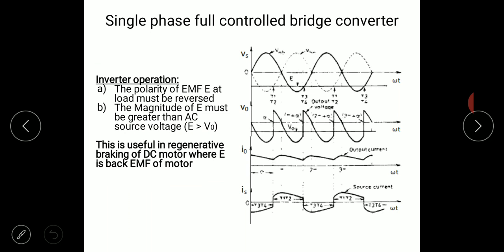So this was our session about a single phase full controlled converter, that is bridge configuration type.